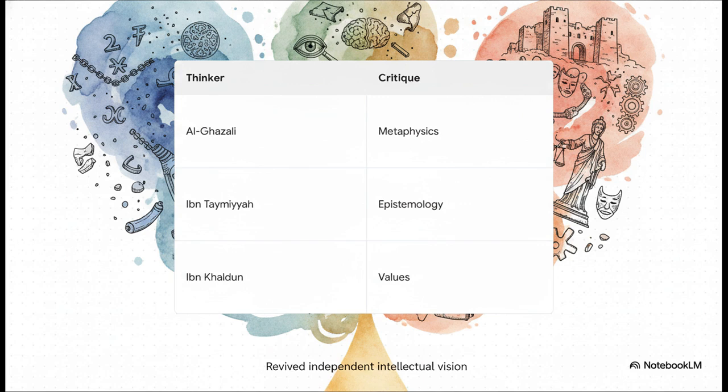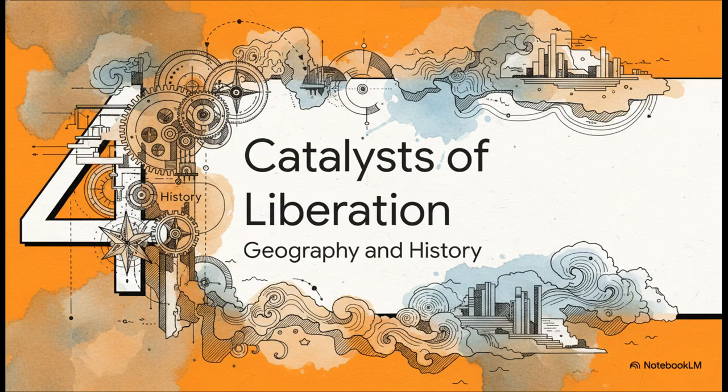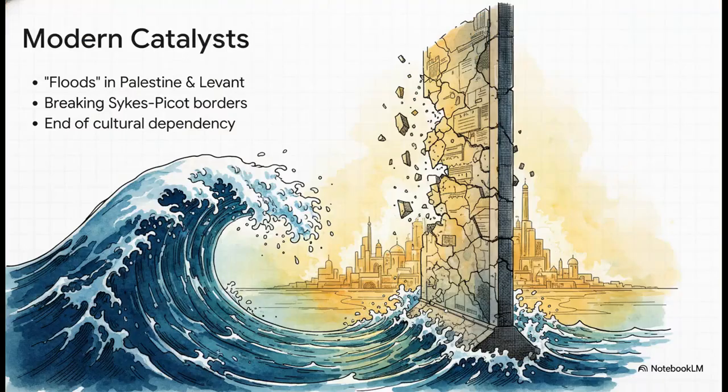The author posits that fully grasping these 3 thinkers is the foundational requirement for reviving any kind of independent intellectual vision today. All right, Section 4, Catalysts of Liberation, specifically looking at geography and history. Now, how do these deep, abstract theories actually apply to the real-world geopolitical events we're seeing right now? The author points to very specific catalysts in the modern era.